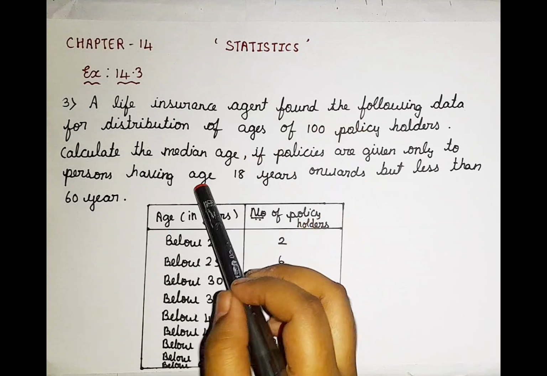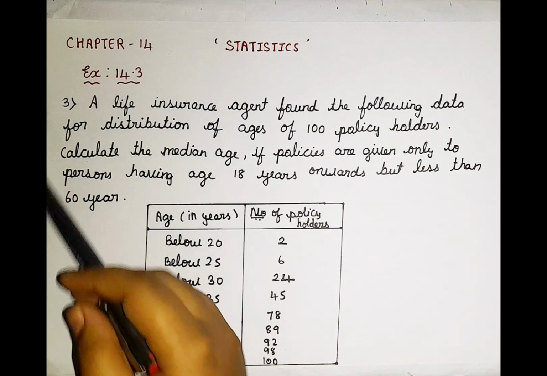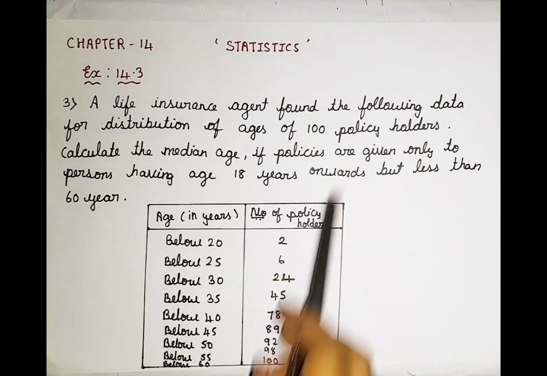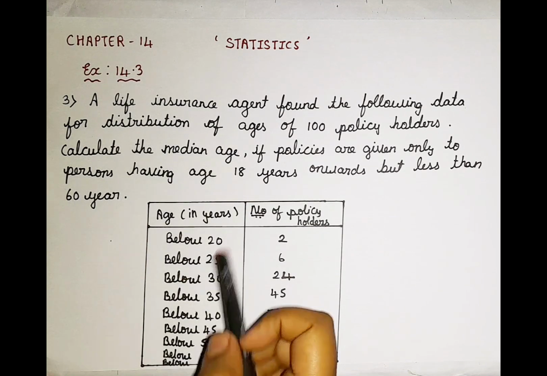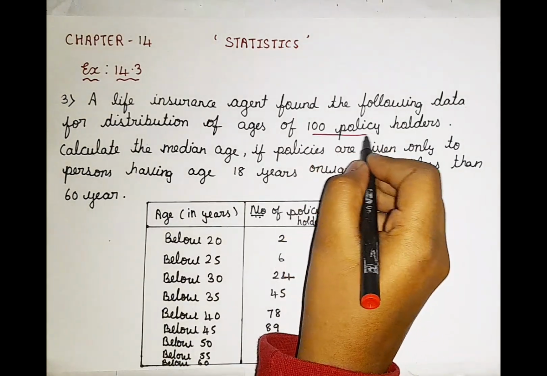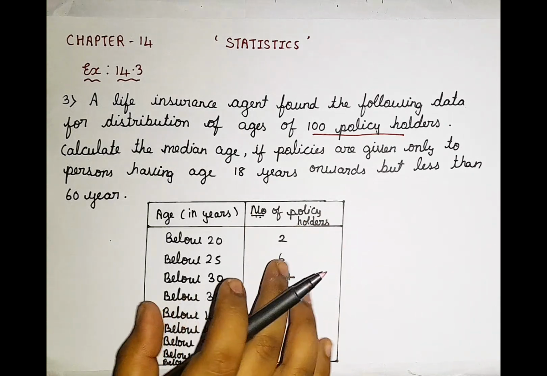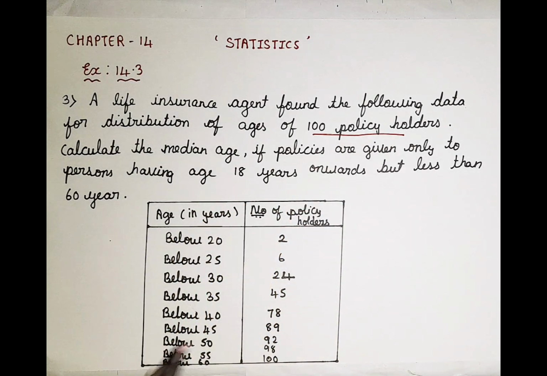So he just wrote the following data. Okay, so he just found the following data for distribution of ages of 100 policy holders. So what is the meaning of that? The meaning for this question is there are 100 people. So 100 policy holders means there are 100 people, people's age which is found in this table, which is represented in this data.